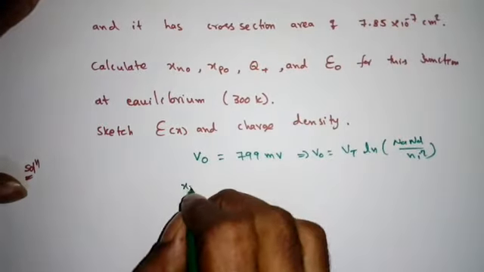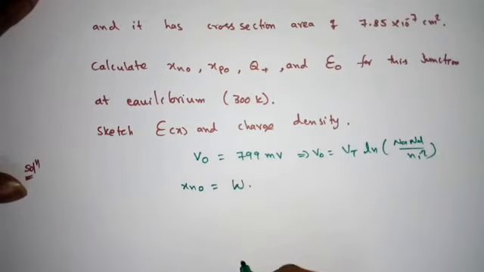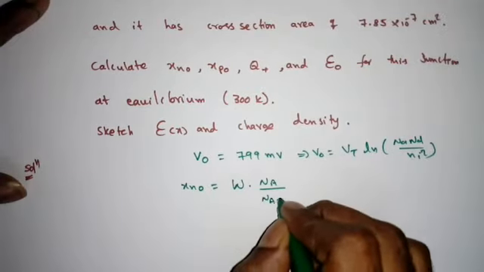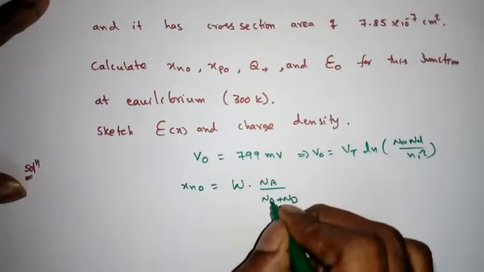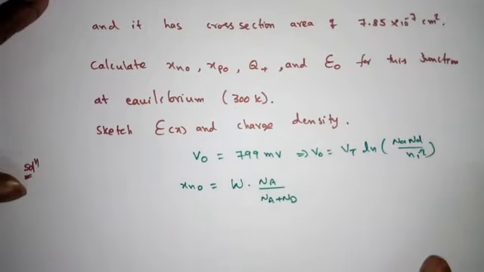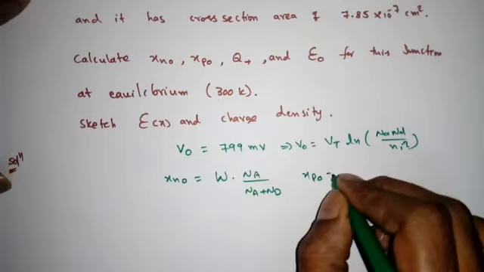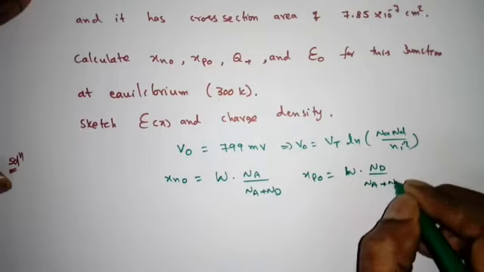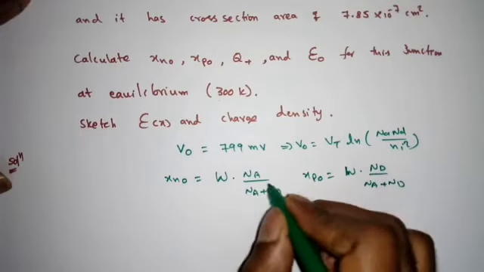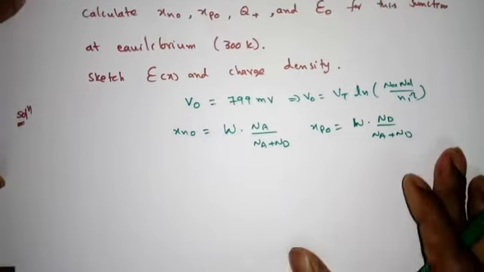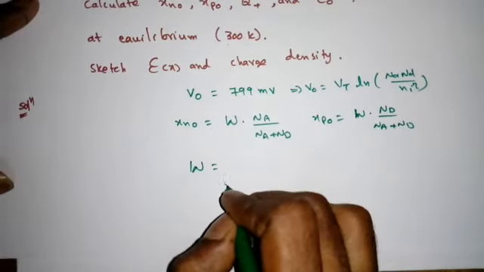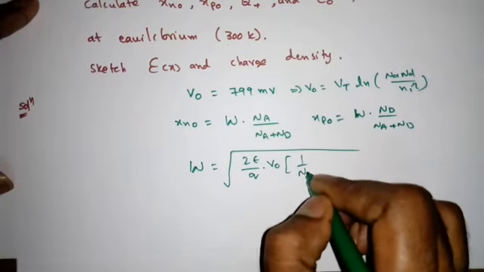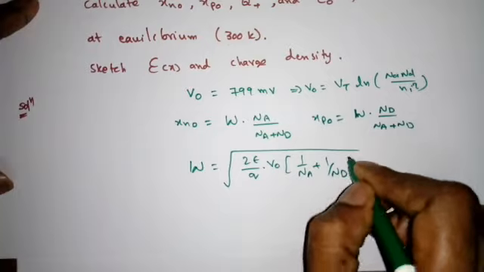So what are the formulas for Xn0? Xn0 is equal to W, the depletion layer width, into Na, the acceptor concentration, by Na plus Nd. Na either capital A or small a, no problem. And Xp0 is W into Nd by Na plus Nd. So to know this Xn0 and Xp0, we have to find the total depletion width W. So the W formula is square root of 2 epsilon by Q into V0 into 1 by Na plus 1 by Nd, right?